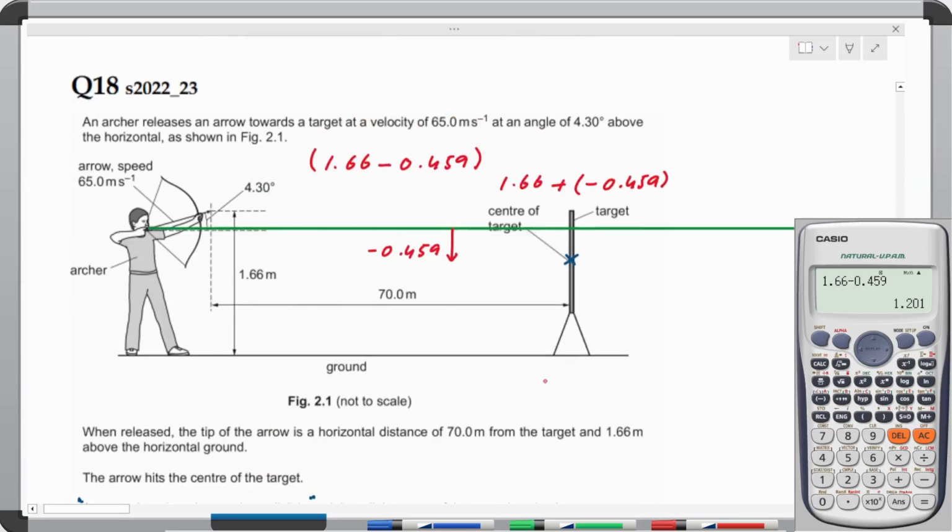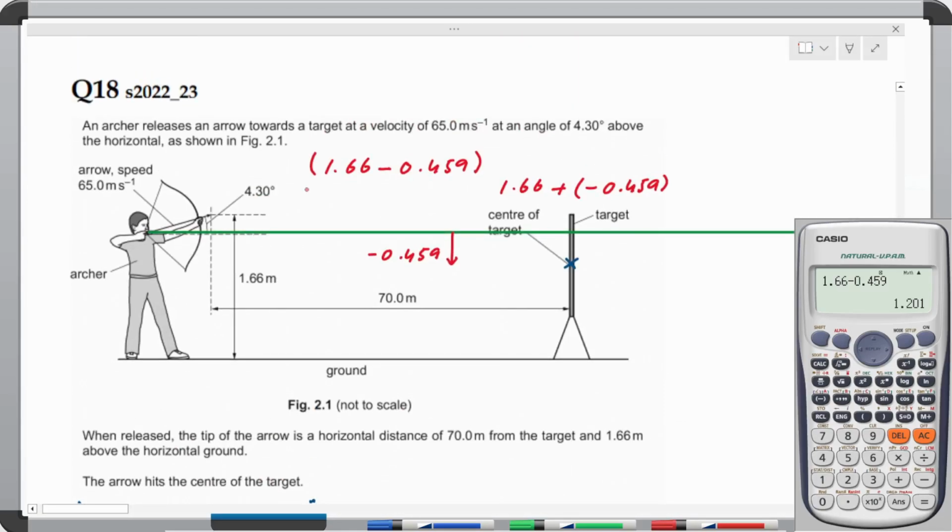Now once again, if the displacement were positive, let's say 0.459 with a positive sign, then 1.66 plus 0.459, and those two would have been added. But here we are adding them, and since one of them is negative, they'll be subtracted.